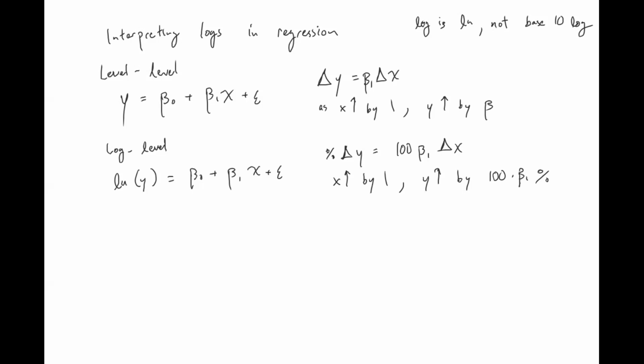So let's say that beta 1 has a value of 0.1. In our level example, if x goes up by 1, y goes up by 0.1. In our log level example, as x goes up by 1, y goes up by 0.1 times 100, which equals 10. So y would increase by 10%.